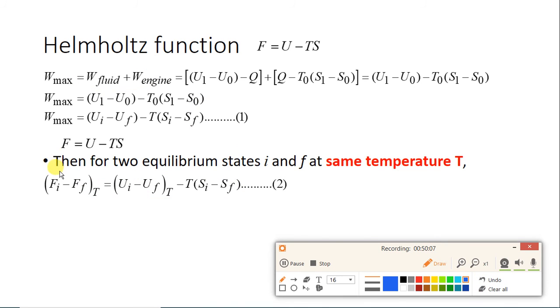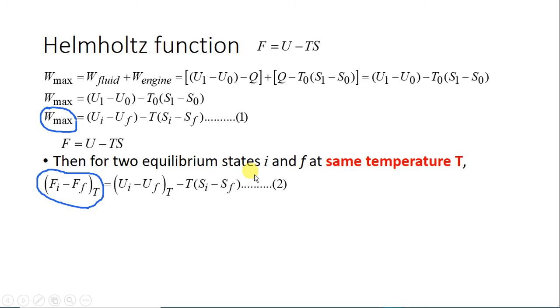Okay, so this term will be equal to what? W max. But what do you mean by W max? W max means the maximum work you can get, or in the actual case, you can get less than W max. So now we need to write an equation. Okay, so what we will do is compare equation 1 and 2.